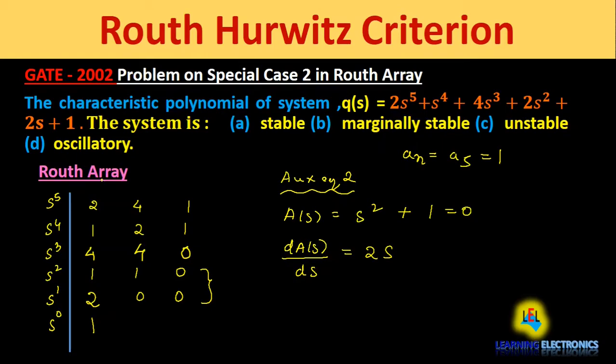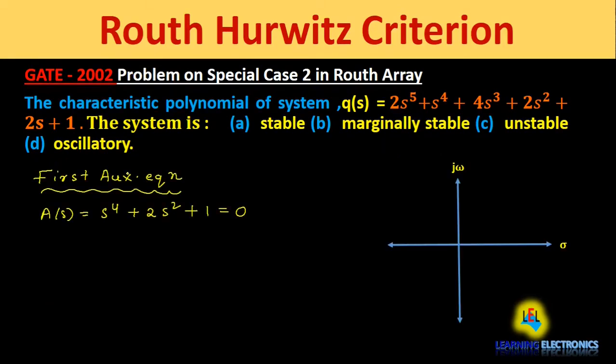Now we have to see the first column of the Routh array to determine the stability of the system. So here we can see that there is no sign change in the first column, but as we have constructed two auxiliary equations in this question, we cannot consider this system as a stable system. So in this case we need to take the first auxiliary equation which we have constructed, then we have to find out the roots of that auxiliary equation, and then we have to determine the stability of the system.